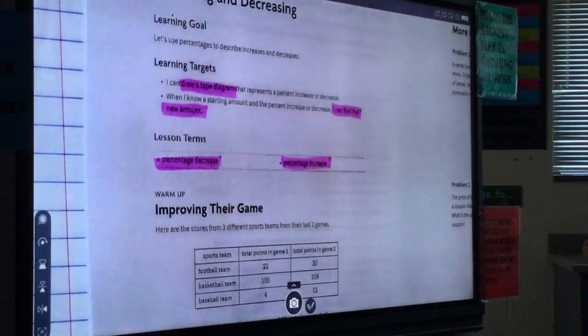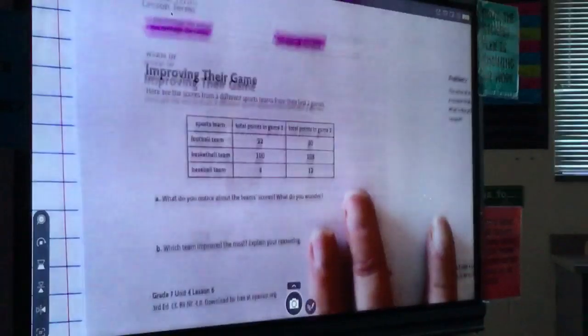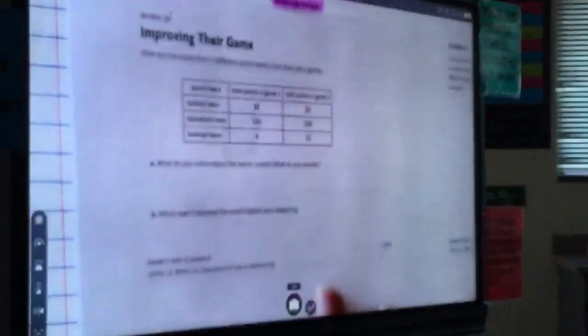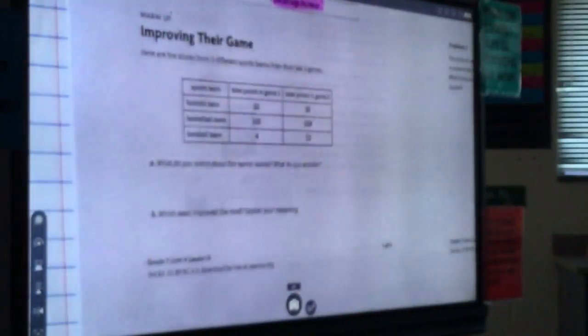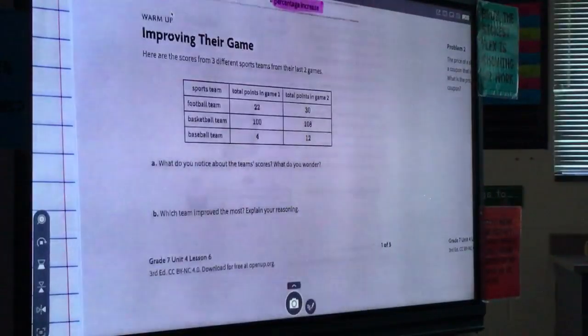All right, so slide down where it says improving their game. This is your warm-up. Everybody put your markers down, pencils down, everything down, and listen. It says here are the scores for 3 different sport teams from their last 2 games. So you have a football team, a basketball team, and a baseball team. You can just write bullets. You don't have to write full sentences if you don't want to. But you're answering A and B.